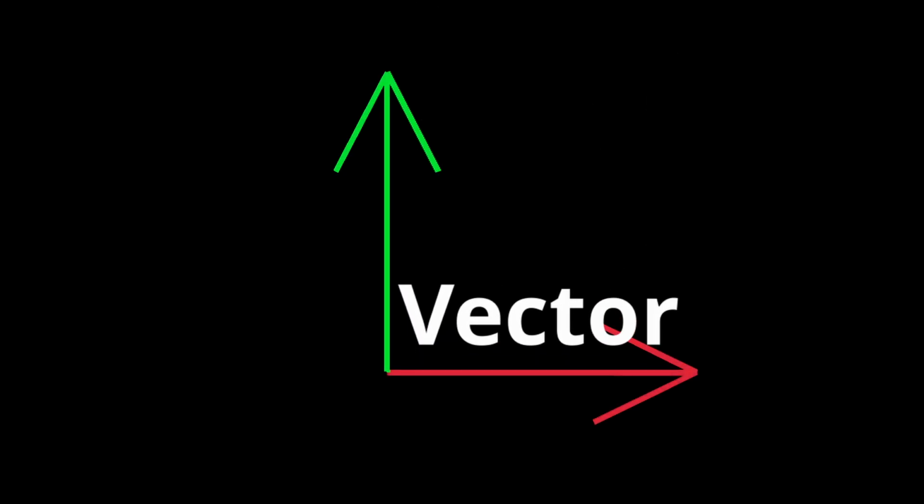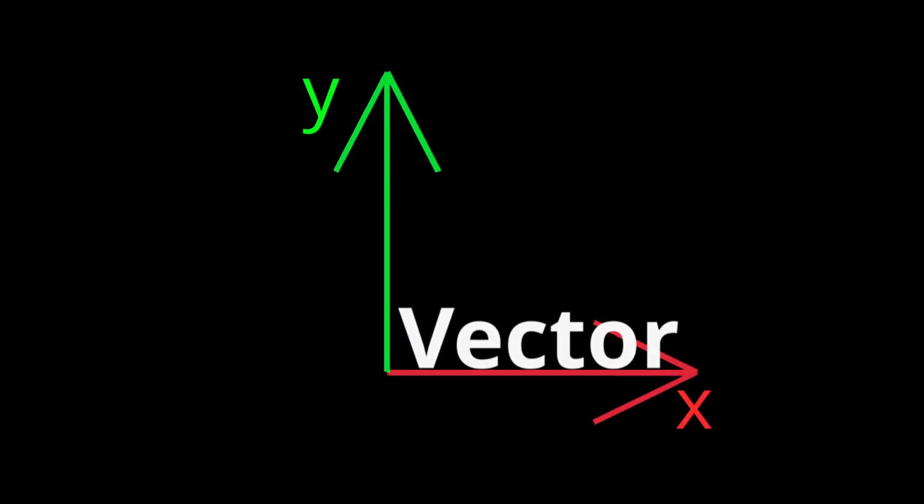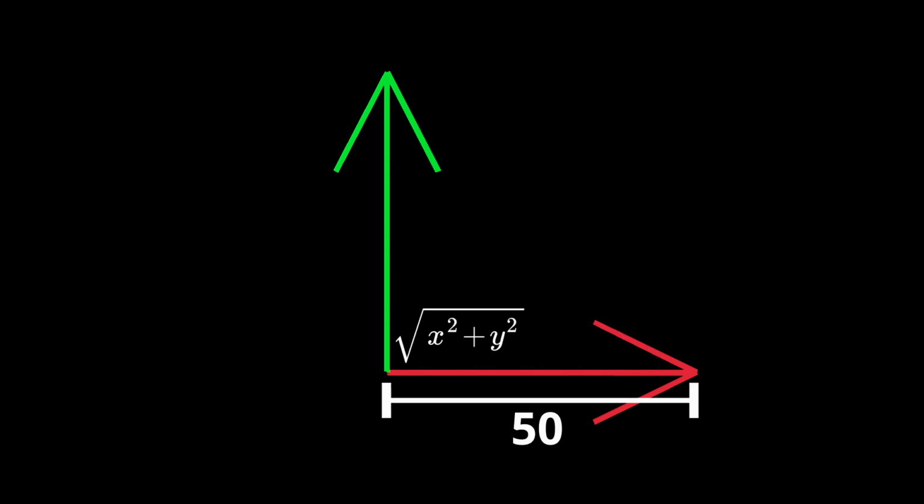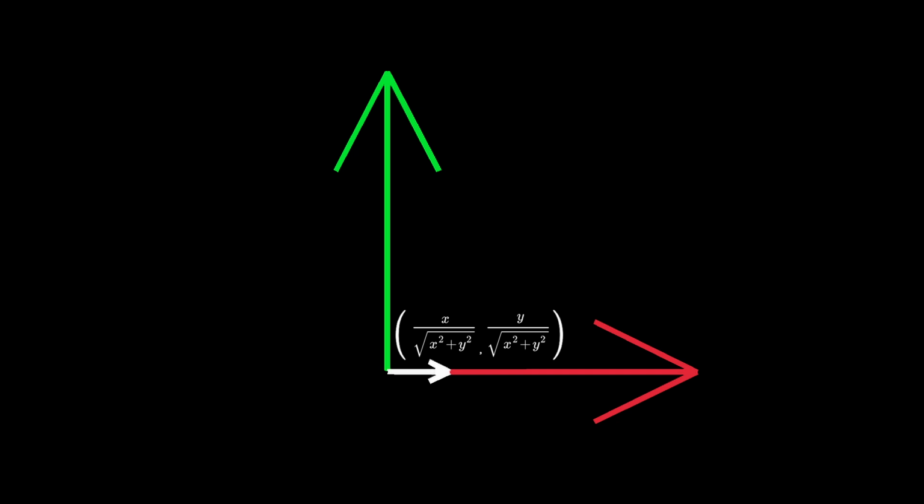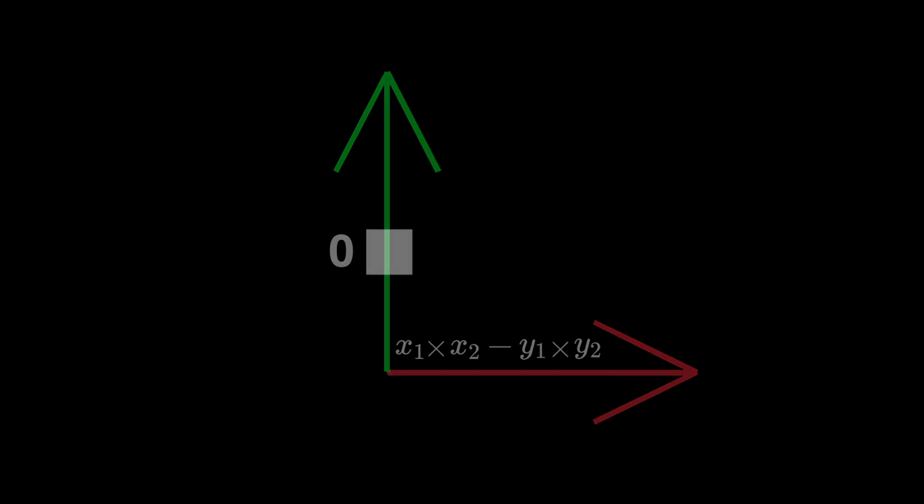One really important thing is that we have a good vector structure. X and Y are floats, and there are multiple functions. Some of the more important ones are length, distance, normalize, dot, cross, and transform.